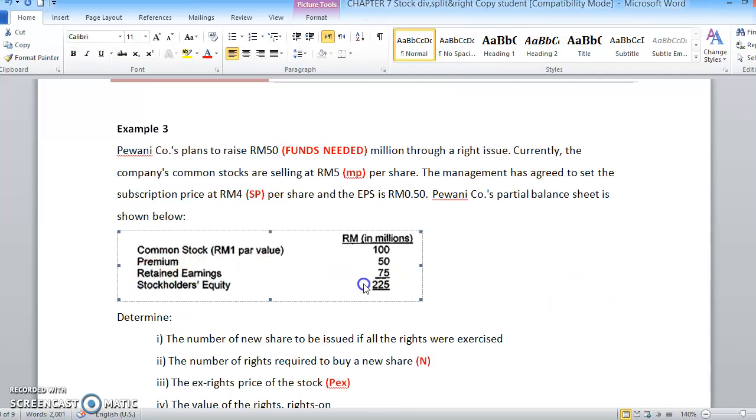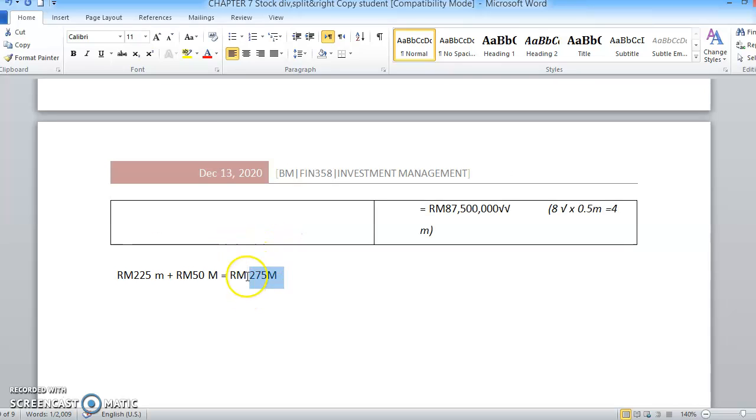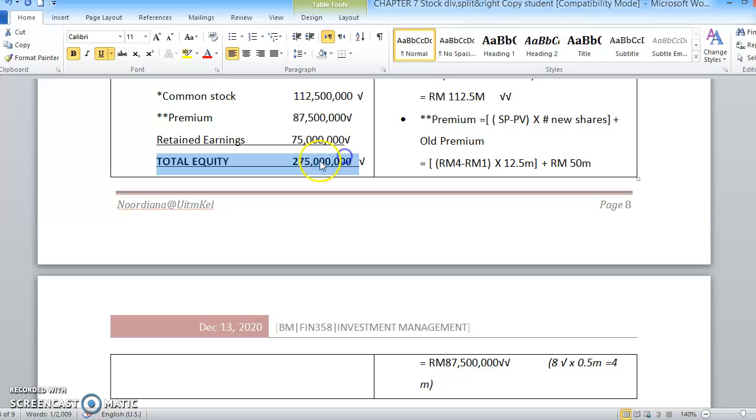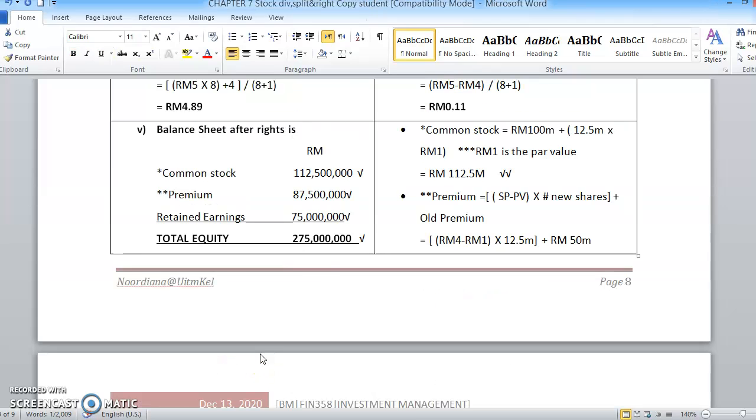So, total stock equity yang asal adalah 225, kan? The previous adalah RM225 million. Plus funds needed RM50 million. So, you akan dapat RM275 million. Am I right? 275 million over here. So, dekat sini, your total equity mesti menyamai jumlah yang bertambah sebanyak fund needed 50 million tadi. It must equal to 275 million.